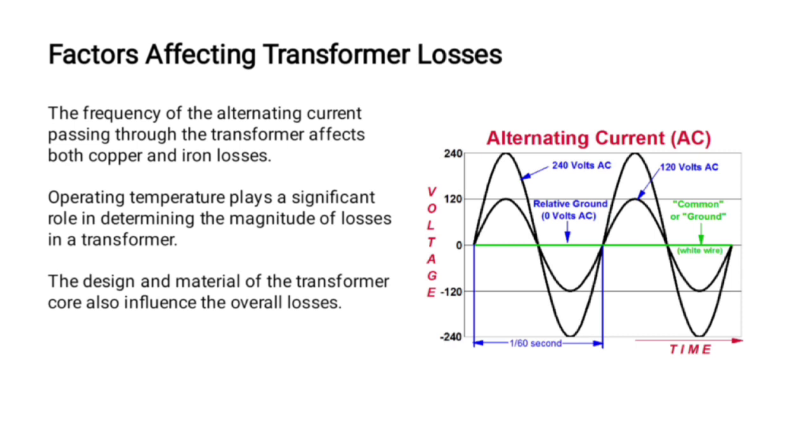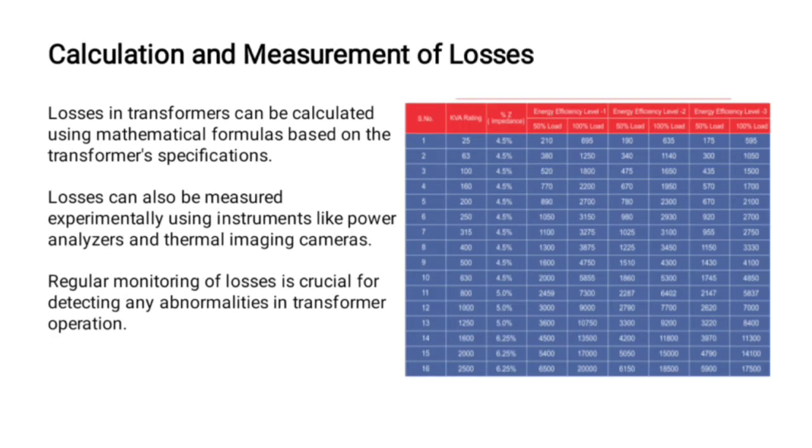Next, calculation and measurement of losses. Losses in transformers can be calculated using mathematical formulas based on the transformer's specification. Losses can also be measured experimentally using instruments like power analyzers and thermal imaging cameras. Regular monitoring of losses is crucial for detecting any abnormalities in transformer operation.